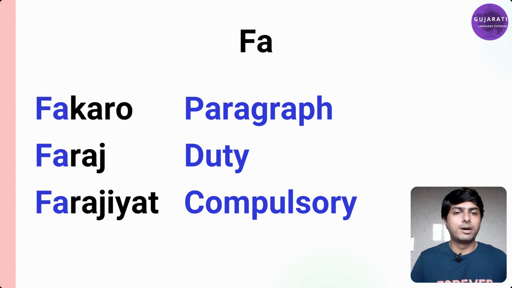Then with FA, the very first is Fakro, which means paragraph. Then Faraj means duty. Then Farajiyat means compulsory. So if you see again, each word started with FA. I am repeating. Paragraph means Fakro. Duty means Faraj, compulsory means Farajiyat.